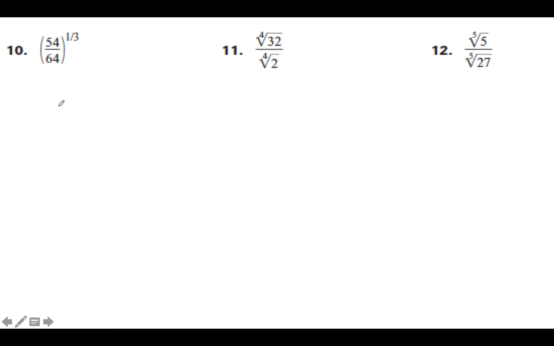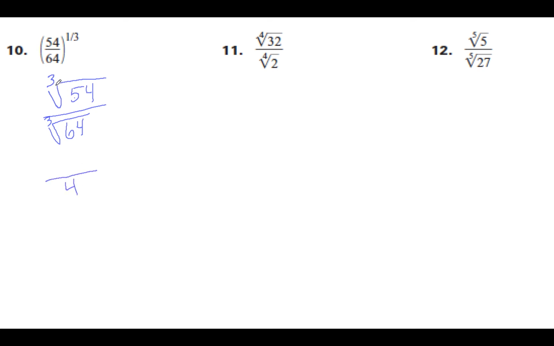54 divided by 64 to the 1/3 power. So I'm going to split this up. I'm going to take the cube root of 54 over the cube root of 64. 64 is a perfect cube. It's 4 to the 3rd power. So I know that the bottom is going to end up being 4.